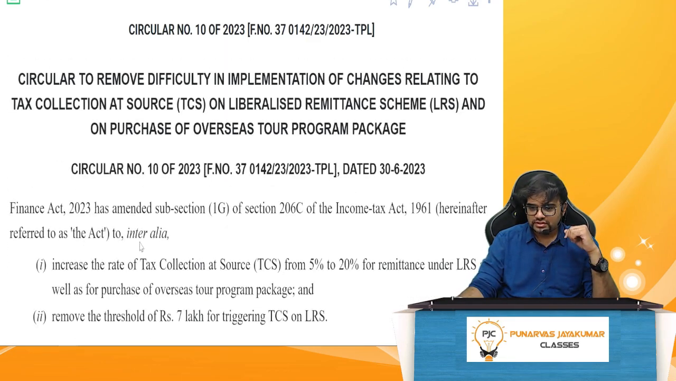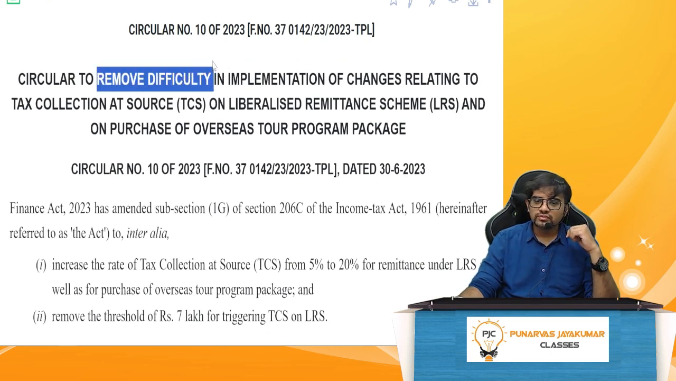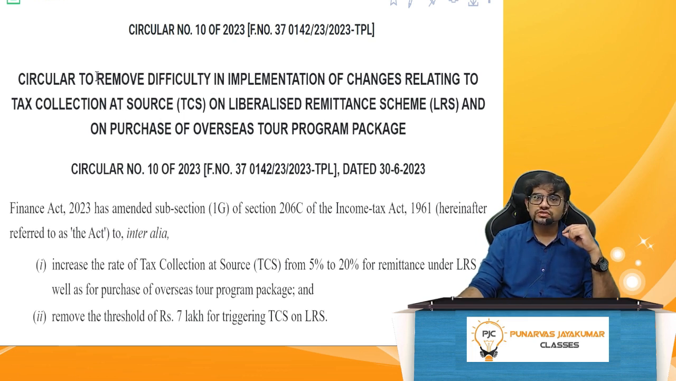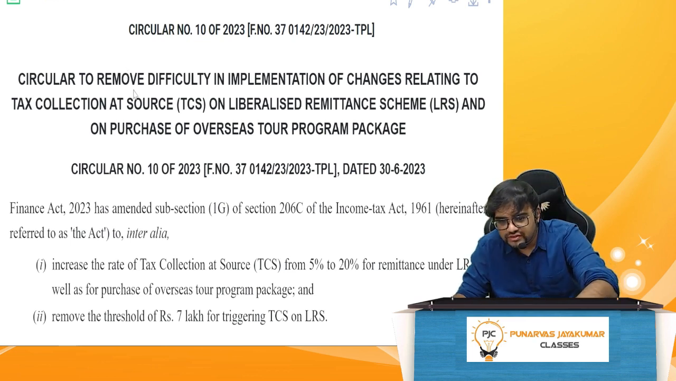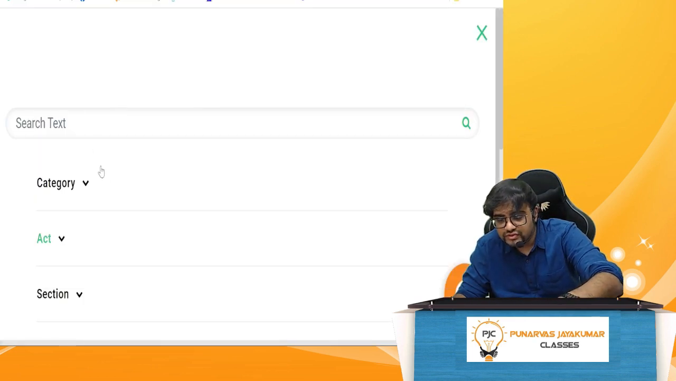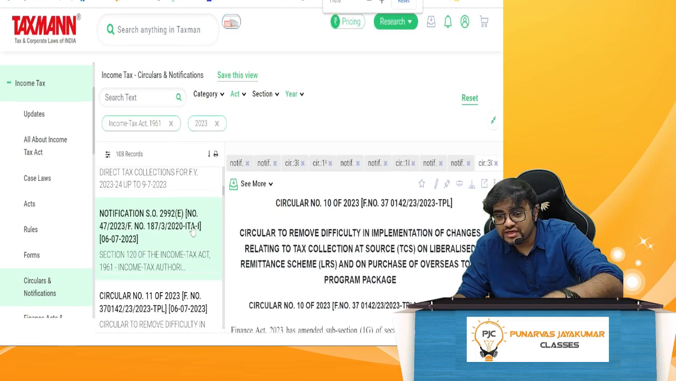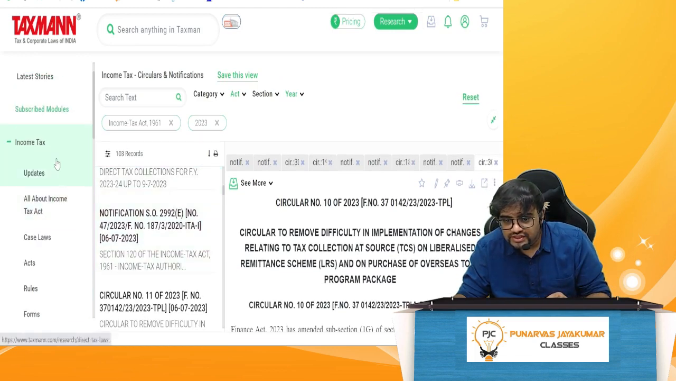Yeah, here only. Here you see, circular to remove the difficulty. This is called removal of difficulty orders. ROD, it is called, removal of difficulty order. So they will first give a circular, then they will also issue an order. Since you asked, I'll tell you that section also. The power must be there to issue what? Removal of difficulty order. Otherwise, it is not valid.